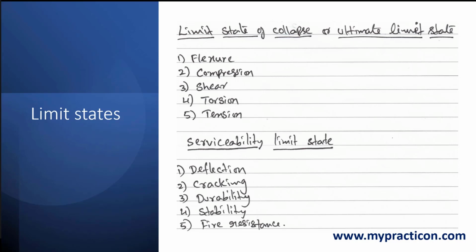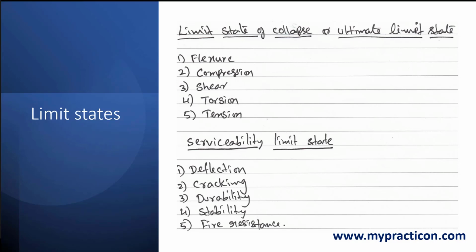These are the checks that need to be performed. For the serviceability limit state: deflection, cracking, durability, stability and fire resistance. The limit state is a condition beyond which the structure will no longer be available for service. That means the structure can only take loads up to the capacity of these limit states. If it goes beyond that, the structure will not be available for service, meaning it may collapse as well.